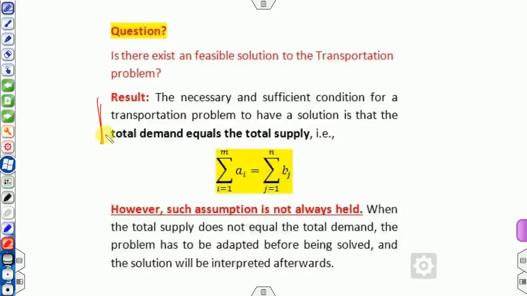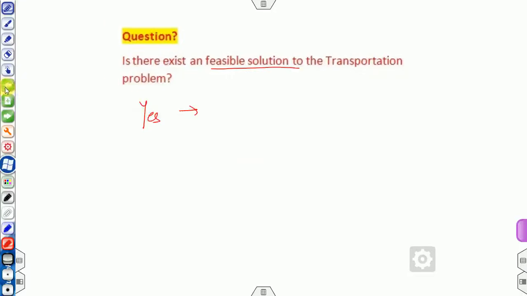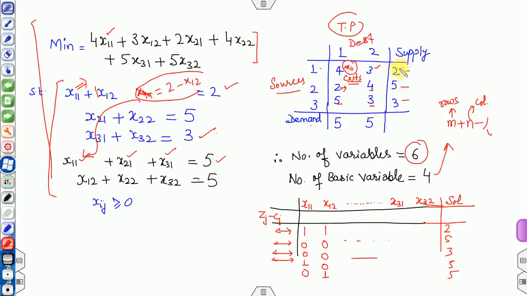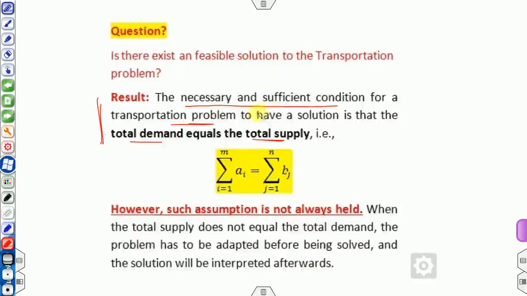The necessary and sufficient condition for the transportation problem to have a solution is that total demand is equal to total supply. Look at that. If I consider this example, the total supply is 10, and the total demand is again 10. If both are equal, then remember, students, there is a guarantee that at least one solution is feasible. Look at that, this is feasible.